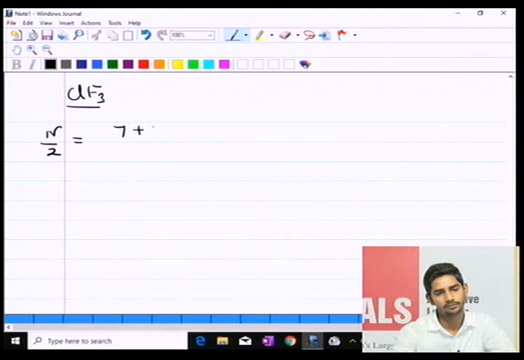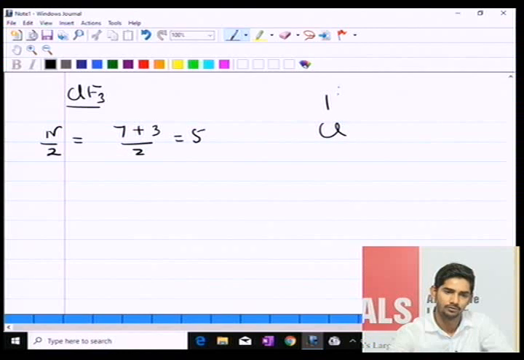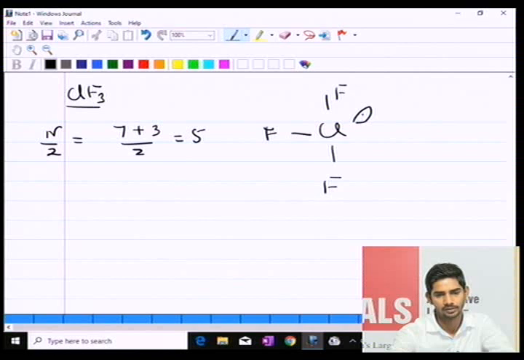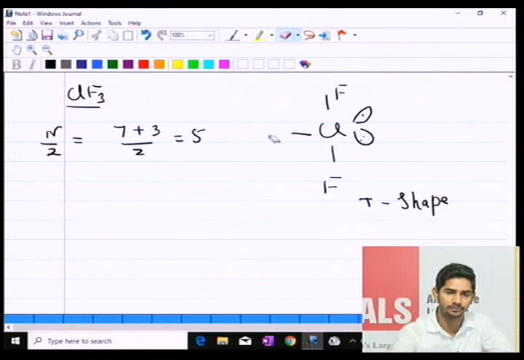Chlorine 7, fluorine 3, divided by 2 will be equal to 5. So ClF3 will actually look like this, or you can draw it like this. Guys, just hide the lone pairs and look at this. It actually looks like a T shape. Okay? It actually looks like the T shape.